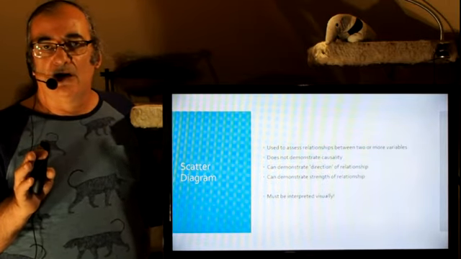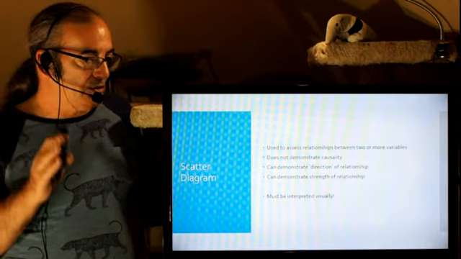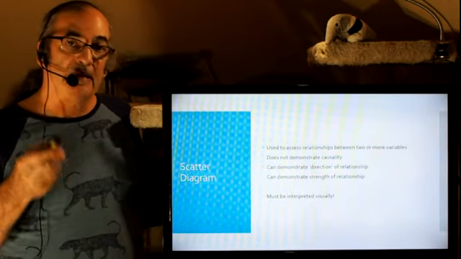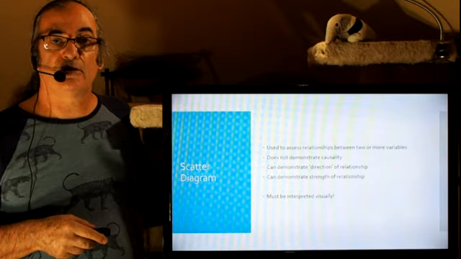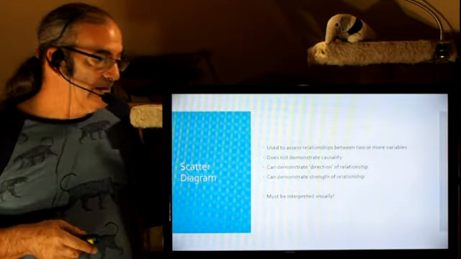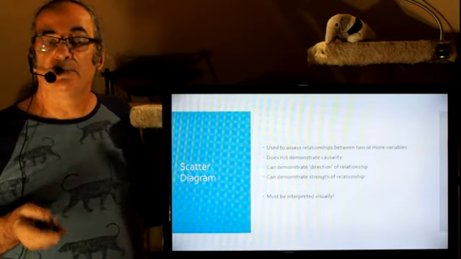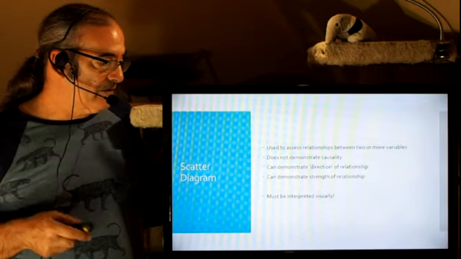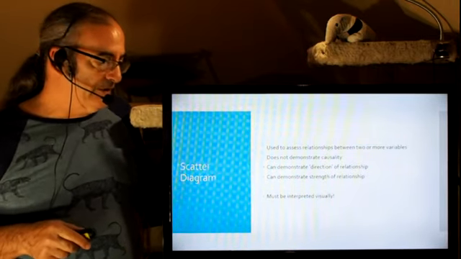And I'm going to hit on this pretty hard. We know that correlation is not causation, so it merely shows an association or relationship. It can demonstrate the direction of the relationship as positive or negative, right? It can demonstrate the strength of the relationship, and that's why we use scatter diagrams. It's got to be interpreted visually.